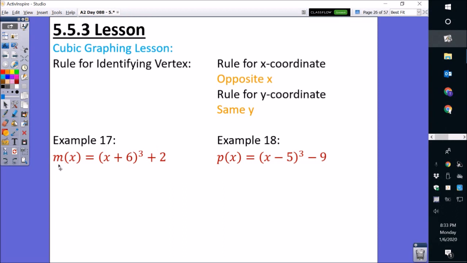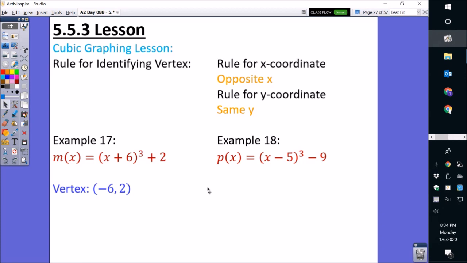Example 17 is m of x equals the cube of x plus 6, and then plus 2. The opposite x is with the number that's inside, behind the x. Since it's plus 6, the opposite will be negative 6. The plus 2 is for the y, so same y, meaning positive 2. So my vertex will be negative 6, comma, positive 2.